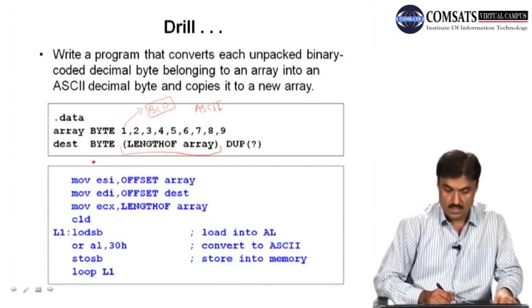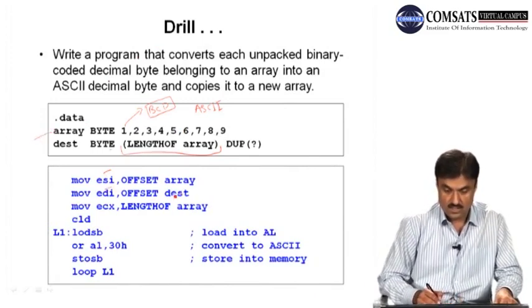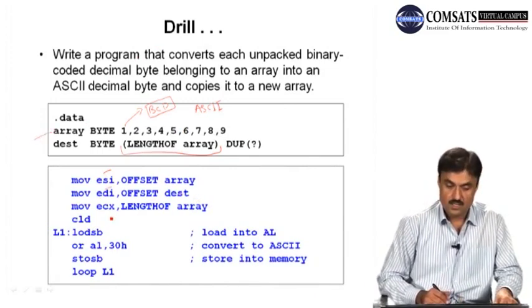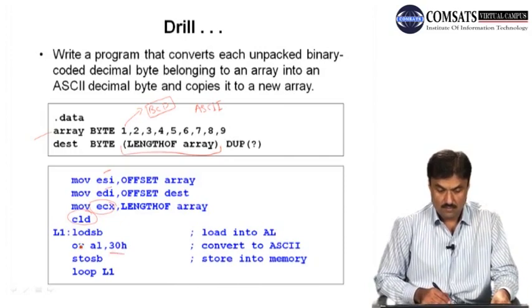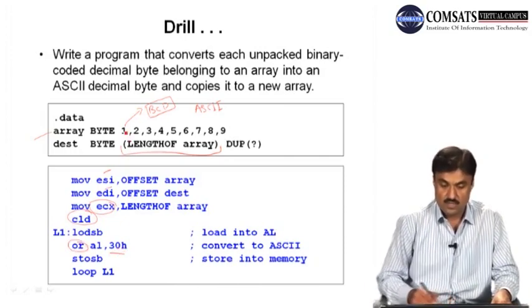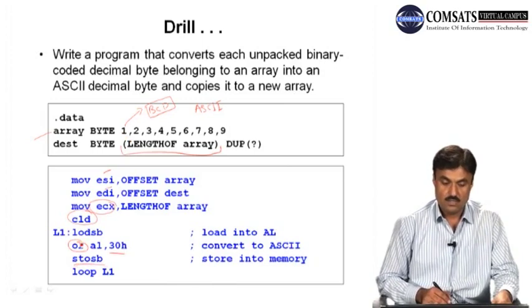So here, ESI, EDI: source is in the ESI, destination in the EDI, and ECX is the length, direction is the forward direction. So if you start with 30 hexadecimal, this one will be converted to the ASCII value of 1. So it will be converted into the ASCII, and the rest is the same. So only this operation will change.